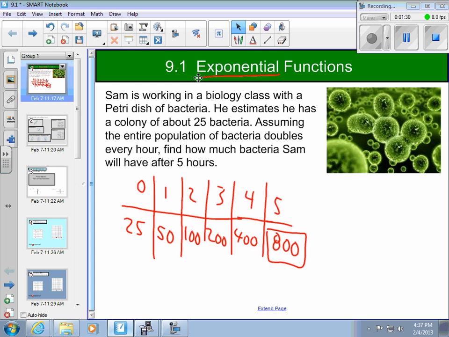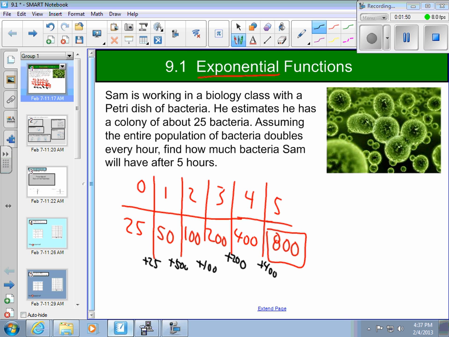You can see that at the start, we grew kind of slower. We grew by 25 after the first hour. The next hour, we grew by 50. The next hour, we grew by 100. And then we grew by 200. It starts off growing slow, and then it grows more and more each time.